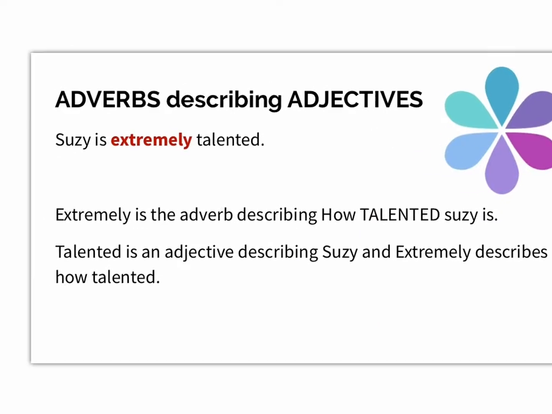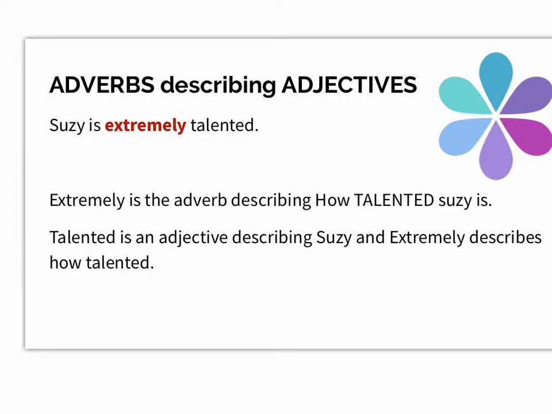And then we have an adverb describing an adjective. Okay, Susie is extremely talented. Notice I have my is. There's my linking verb. It's linking Susie to being talented. Okay, how talented is Susie? She's extremely talented. How talented can she be? Extremely. So extremely is the adverb here that's describing talented. Talented is the adjective that is describing Susie. So there's an example of an adverb describing an adjective.